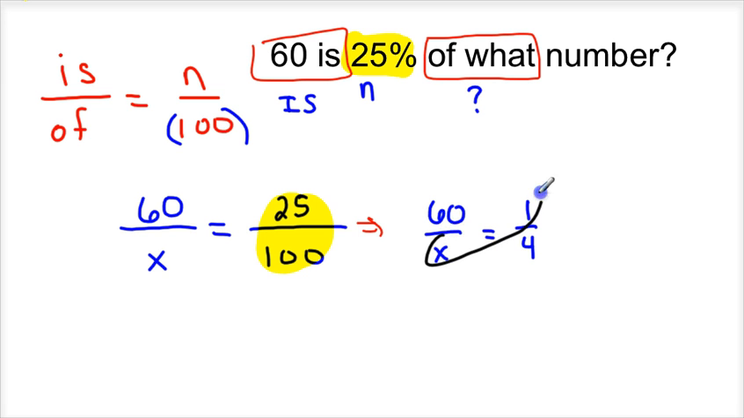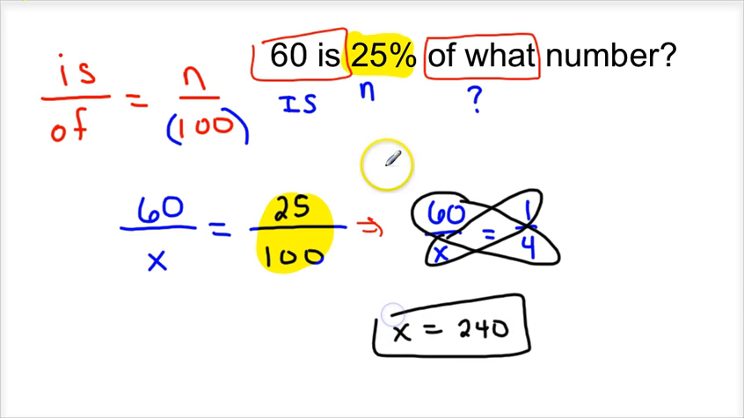I'm going to multiply x times 1 and just get x equals 60 times 4. 6 times 4 is 24, add the 0, and I get 240. So if we fill this back in, 60 is 25% of 240. Let's take a look at another example.